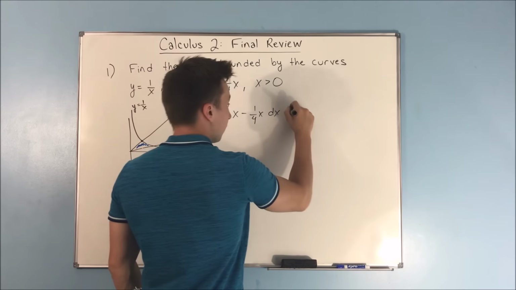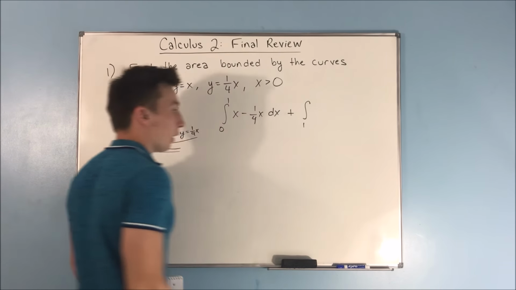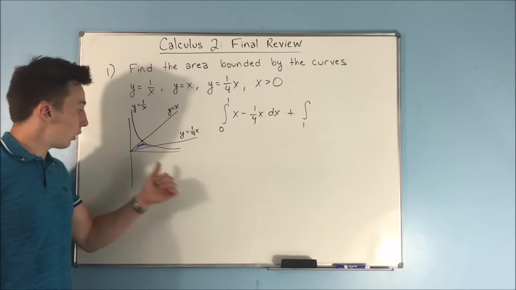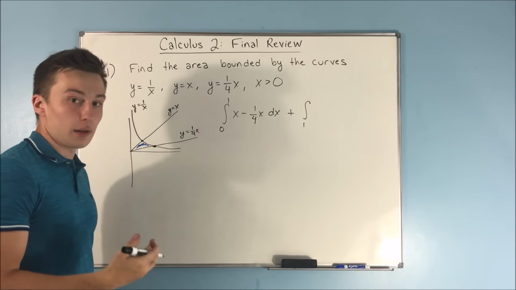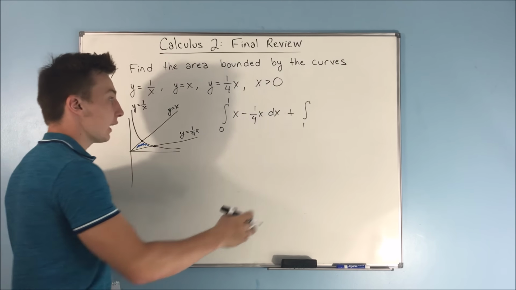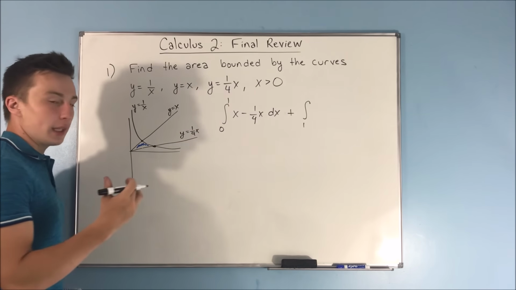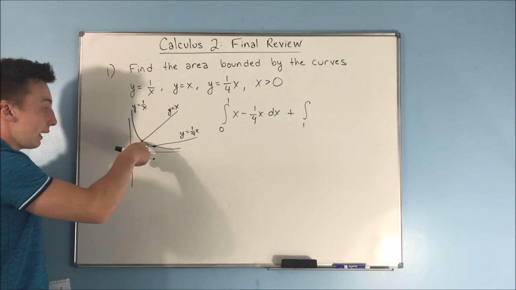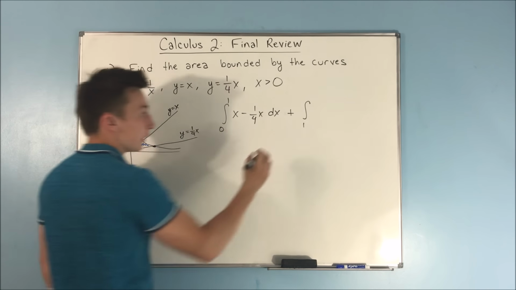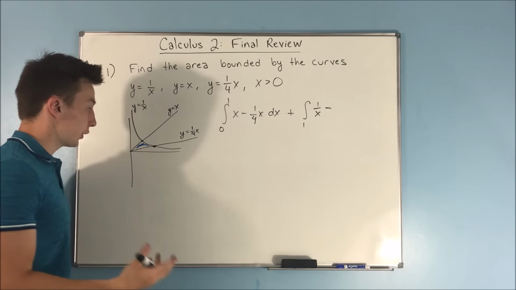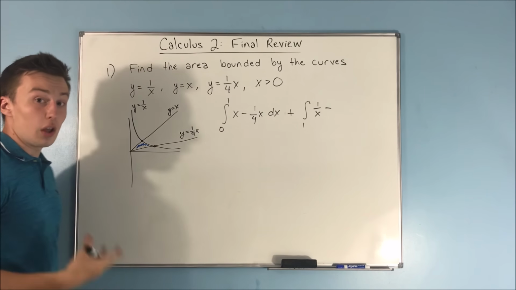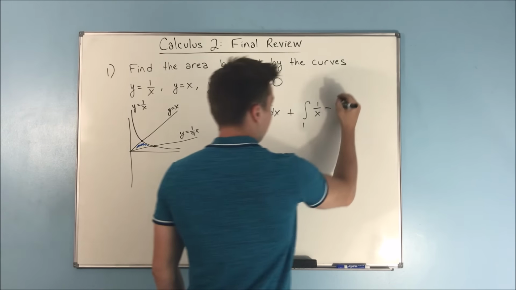Now the next is going to be from 1, where you start off, and you need to find this intersection point here, what the x value is there, and that's going to give you your top bound. But what is your integrand? Well, your top function now is 1 over x, so you're going to start off with 1 over x, and then you're going to subtract your bottom function, which in this case is still 1/4 x.